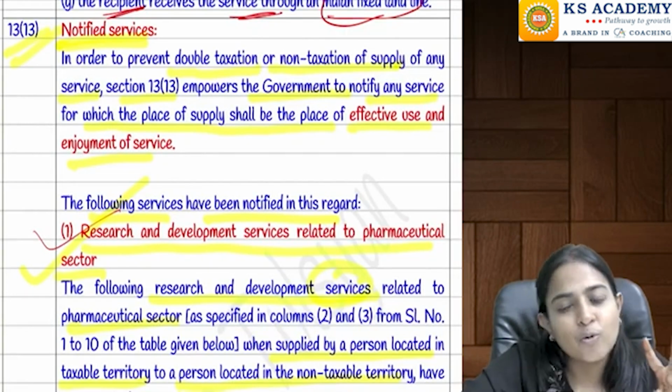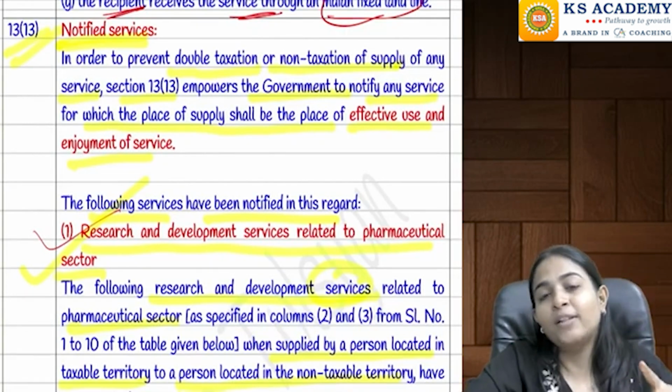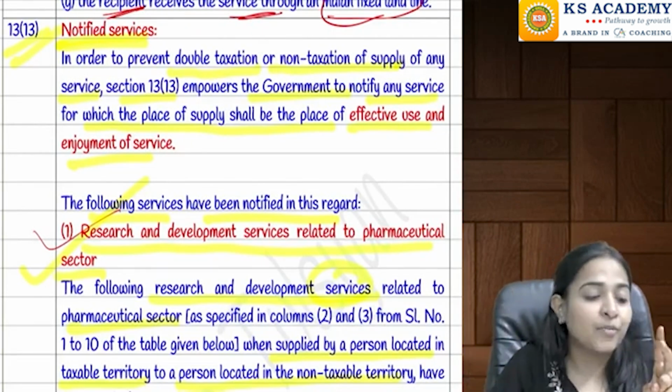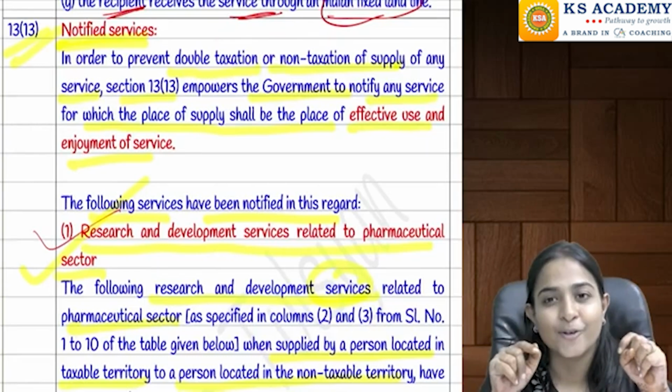Are you understanding? But two conditions are to be fulfilled. Okay, what are the two conditions? First one, you have to provide all the service as per the contract, whatever contract was there between you and him. And next one, you have to fulfill all the other clauses of the export of services definition also.